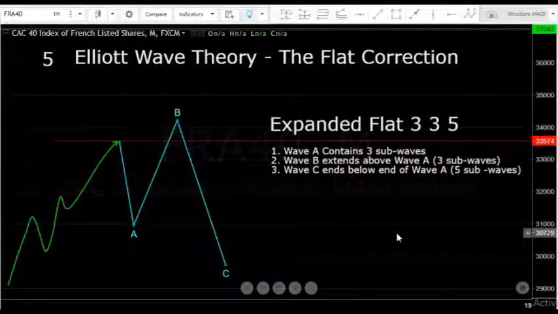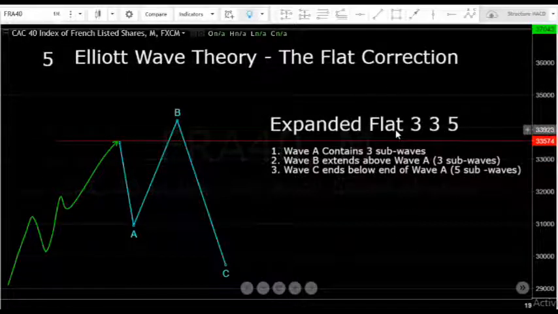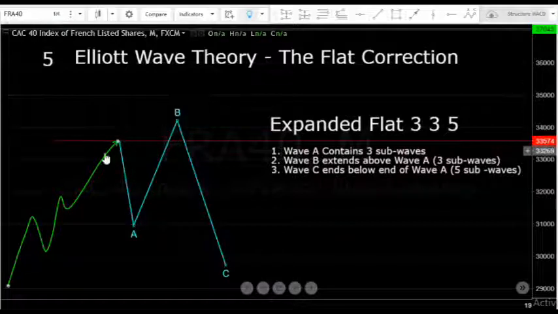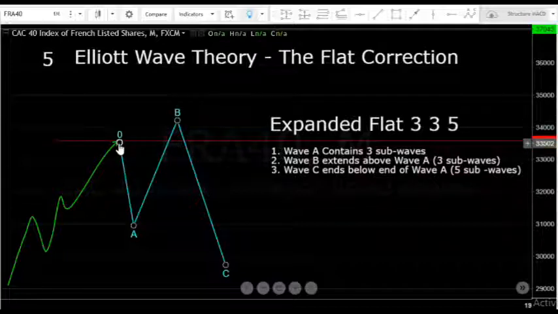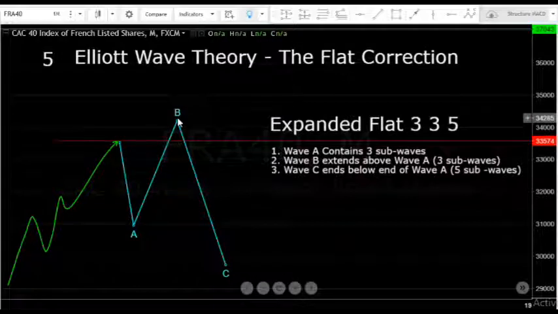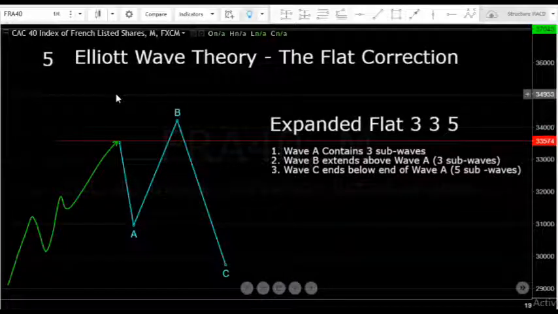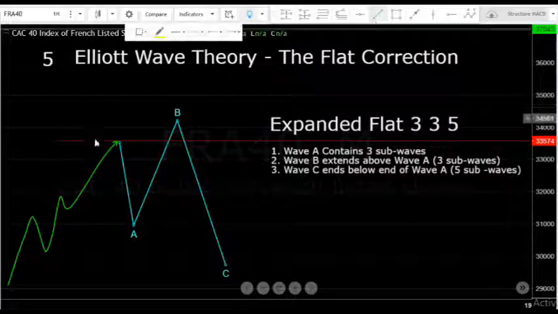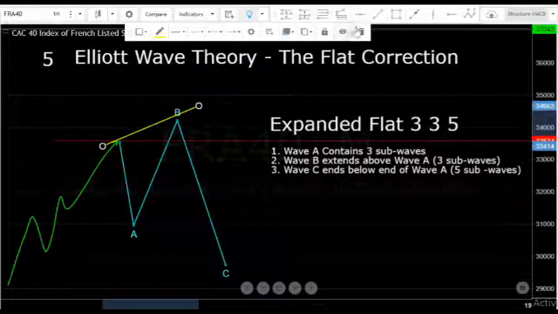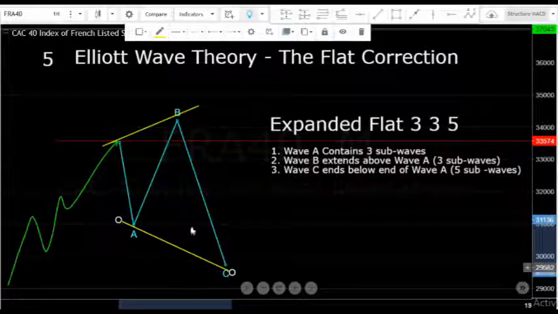So here we have our expanded flat. Yet again, it's a 3-3-5 because it's a flat. But this time B extends beyond the start of A. So it extends beyond the apex of our impulse wave. But whenever C comes in, it extends below the end of A. So we have this expanded structure, and if we put a couple of trend lines in there, you can see the structure that it takes. It's got this expanded form.